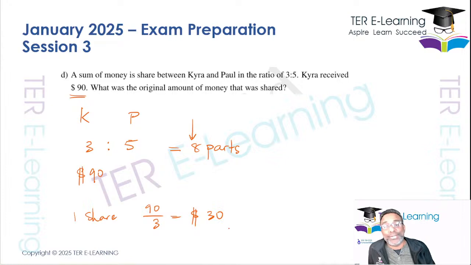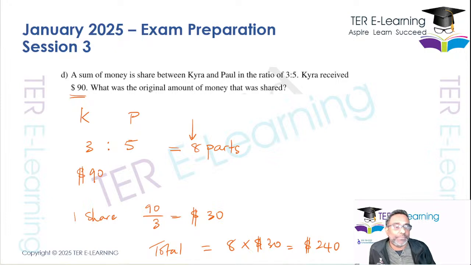Now if you want to figure out the total amount of money that was shared, the total amount of money is actually 8 parts. So therefore your total at the beginning is simply going to be 8 parts multiplied by $30. So this is going to give us $240. So this is a simple ratio question, right?